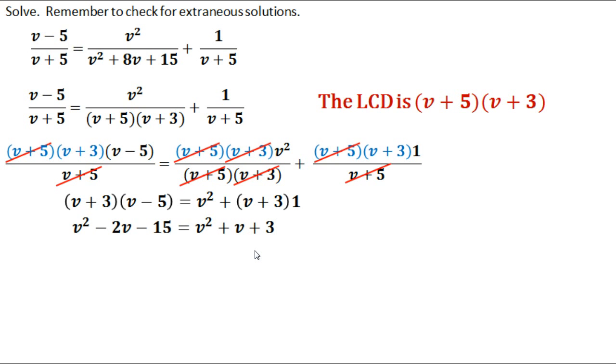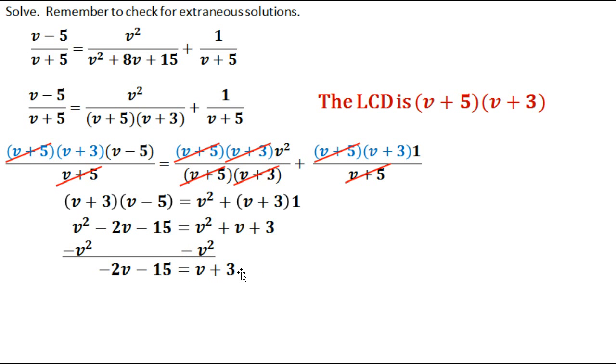Now I have a quadratic expression on this side and on the right side as well. I need to get everything onto one side. Let's start with the v squareds. I'm going to subtract v squared from the right hand side and move it over to the left hand side. v squared minus v squared is 0, and v squared minus v squared is 0, so I actually ended up crossing off those v squareds on both sides. That worked out pretty nice. What I'm left with is negative 2v minus 15 equals v plus 3.